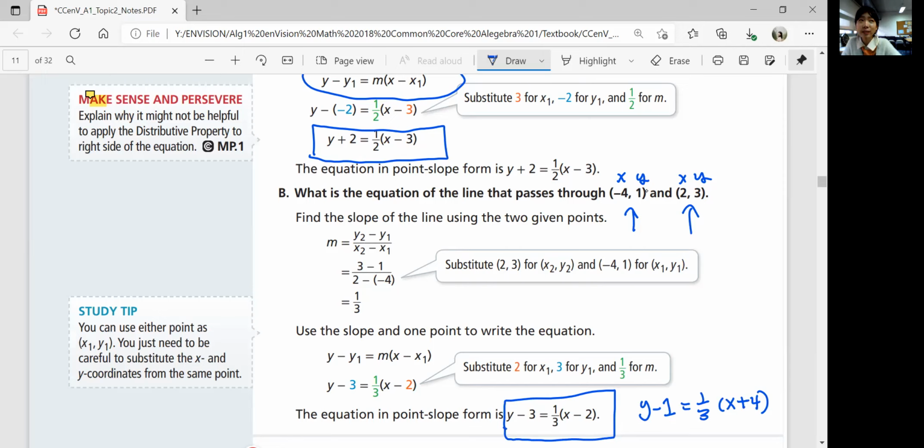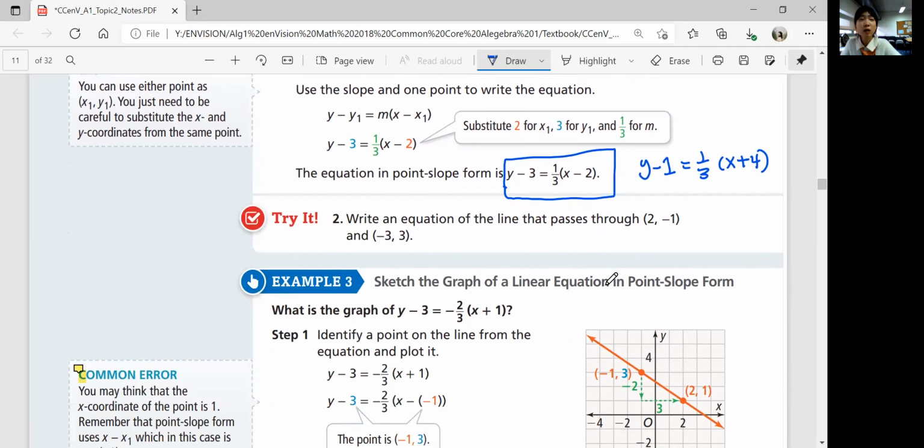So what do you notice now? There are many, many answers to point slope form. Even if you simplify, there are many, many answers because the points are going to be different. But the key is that they are still the same line because they have the same slope and the same y-intercept. If you graph them, you will get the exact same line. Just be careful to substitute the x and y coordinates from the same point, not mixing them up.